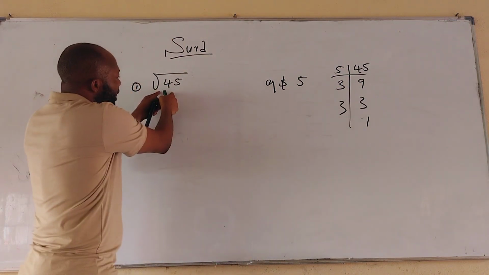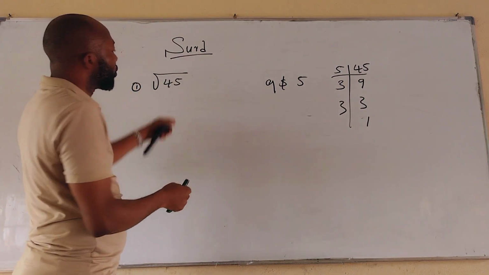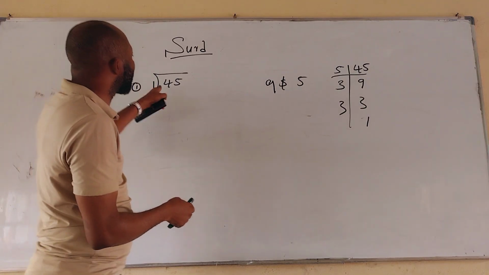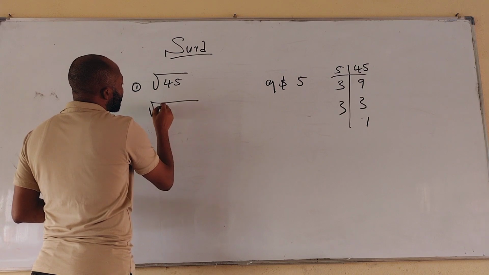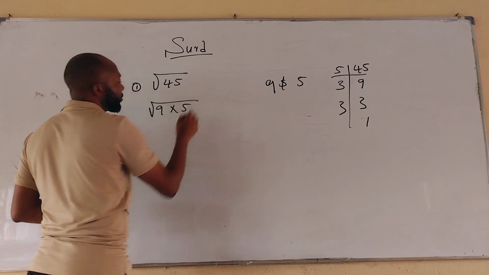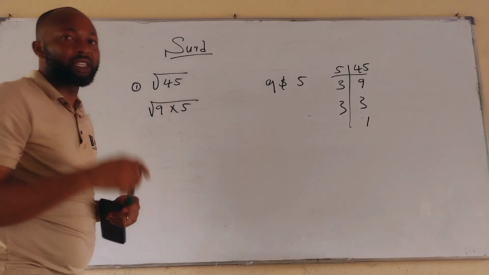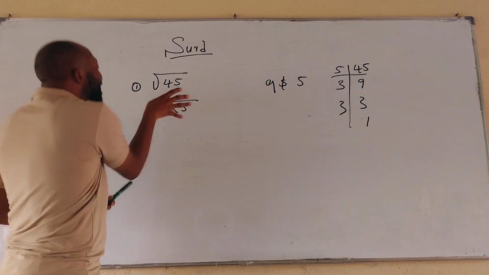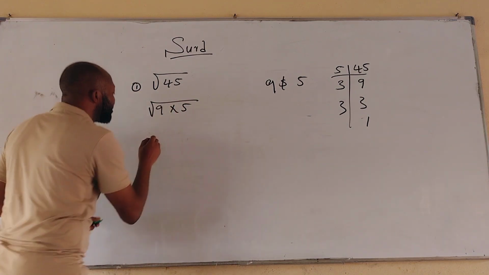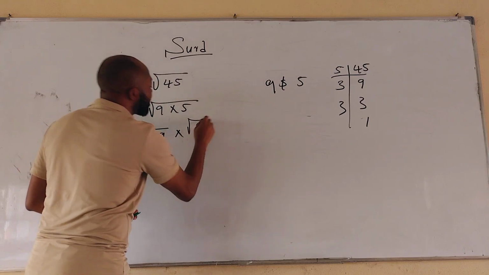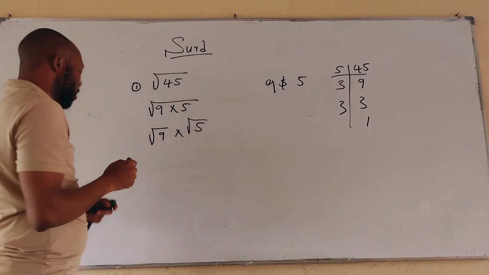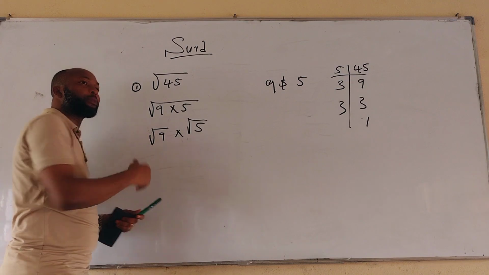So, according to the multiplication rule of surds, if this is correct, I can also have this to be root 9 times 5. We said that in the multiplication rule. And if this is also correct, it means that we can also have root 9 times root 5. That is the law. Now we know that root 9 is a perfect square.